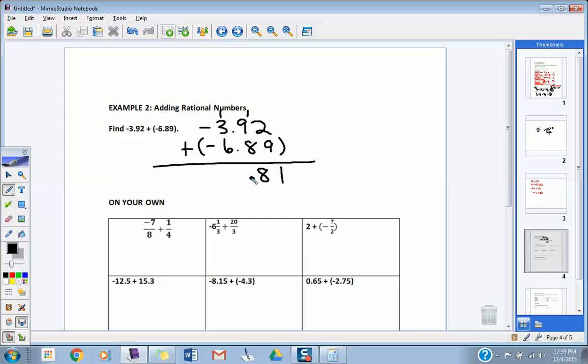Yeah, we have to. 1, 3, and 6. What's that add up to? The 9. 10. No, I said. Which sign am I keeping here? So negative 10.81. All right.